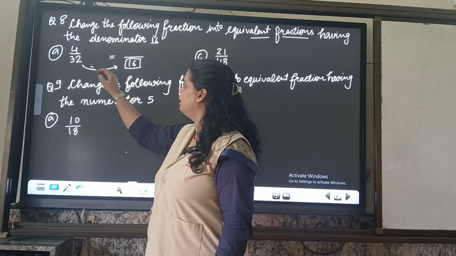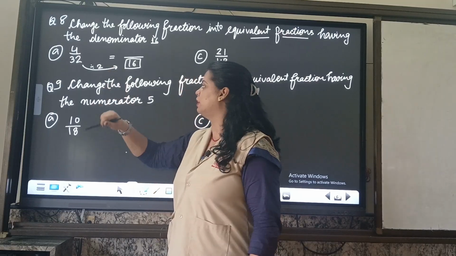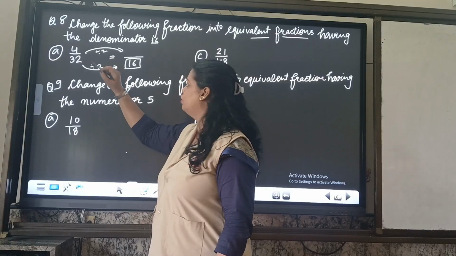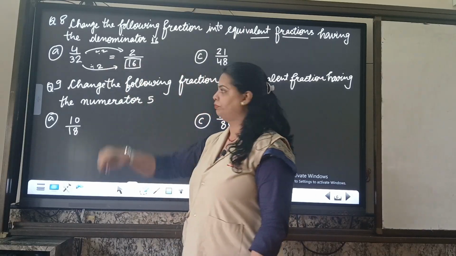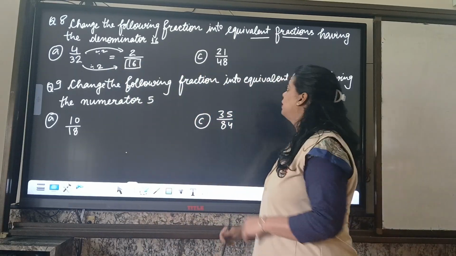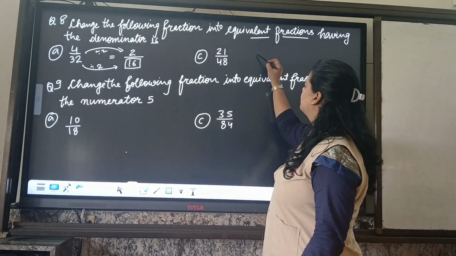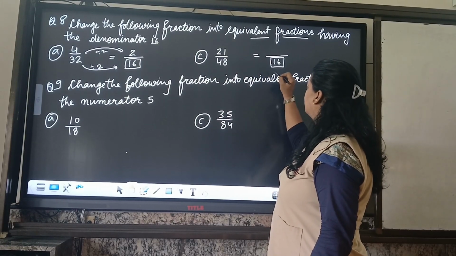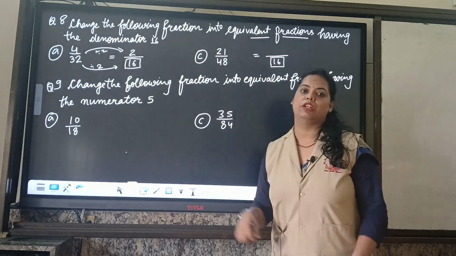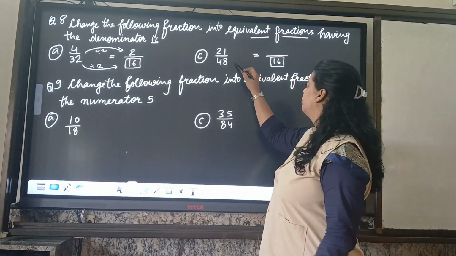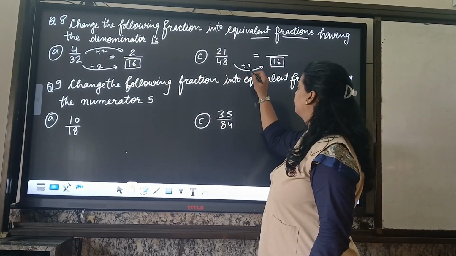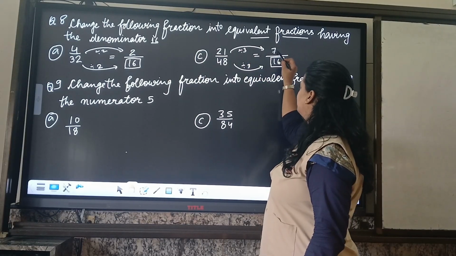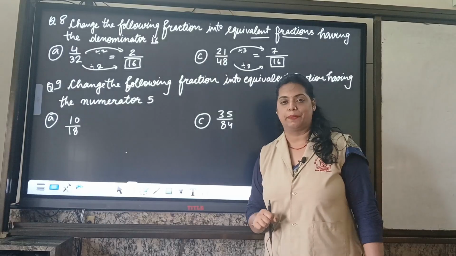You will get 16 two times, so this quotient will be there, and the same operation and same number we will use for the numerator. You will get 2. Now in part C we want denominator 16. So 16 and 48 divide each other 3 times. So divide by 3, and the same number will divide the numerator. So 7 by 16 will be our answer.